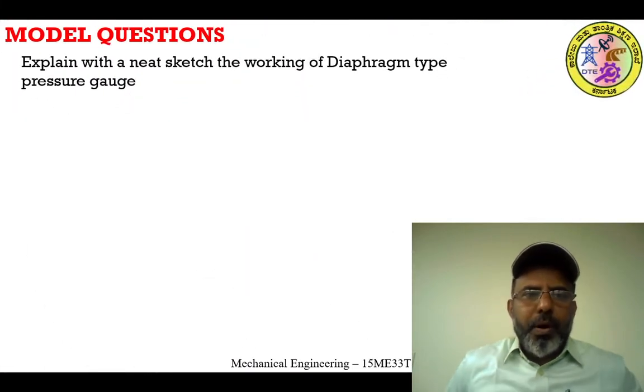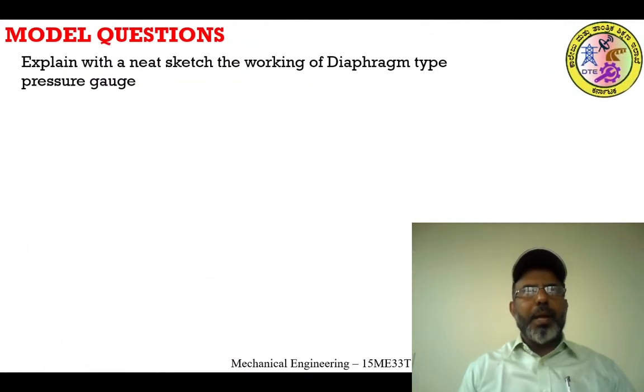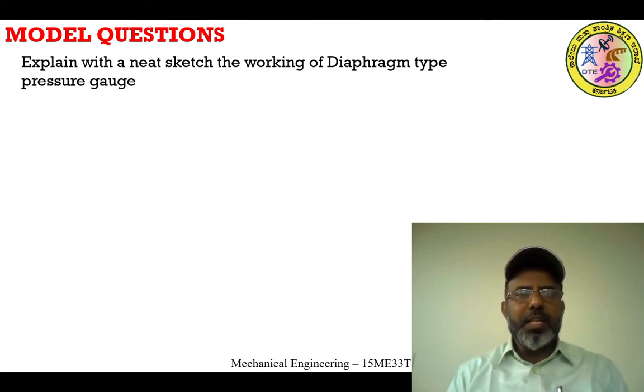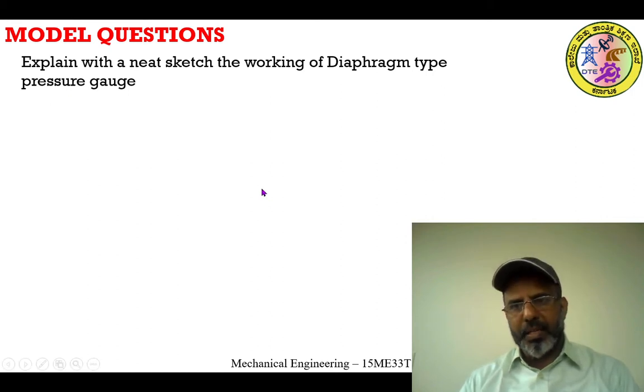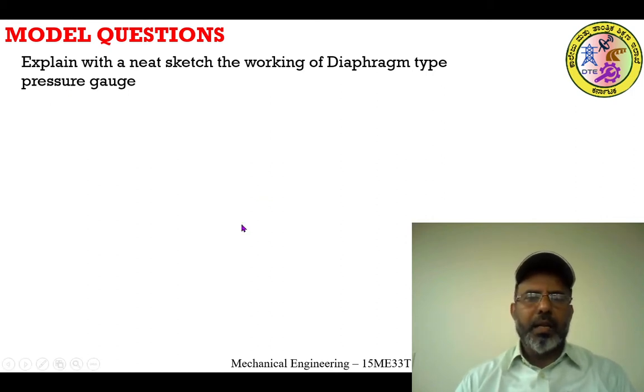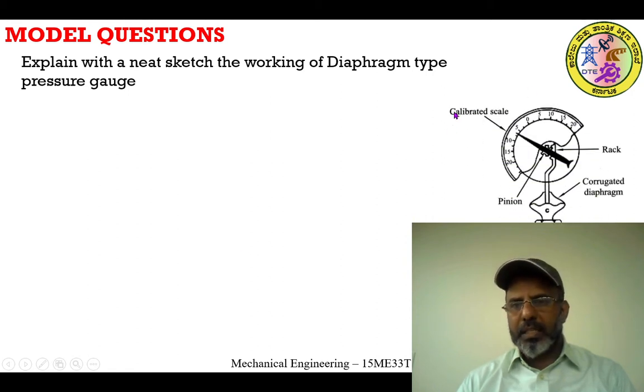From an exam point of view, a question may be asked for 5 marks: explain with a neat sketch the working of a diaphragm type pressure gauge. First you have to draw the sketch. This is the schematic diagram. You should label the parts.